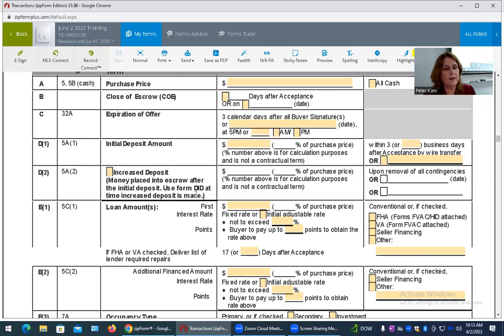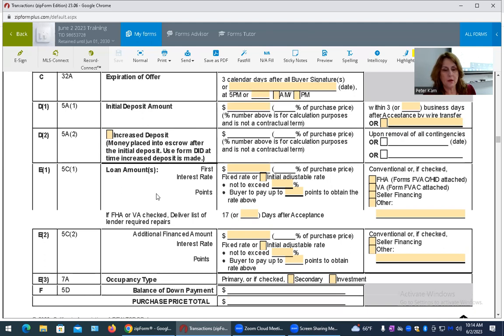This is more for listing agents, and I suppose buyers, but you're going to use an increased deposit form at the time of the wire going into escrow, not prior. Okay, because this will now include that in liquidated damages if you checked the appropriate box on the DID. Okay, so it defaults here that upon removal of all contingencies, the increased deposit will come into effect, meaning that would be the due date, or you insert a date.